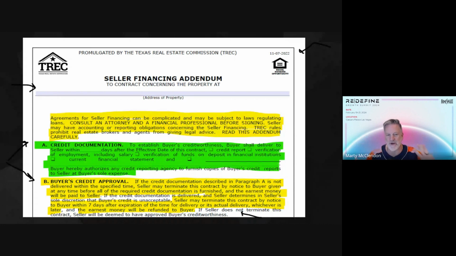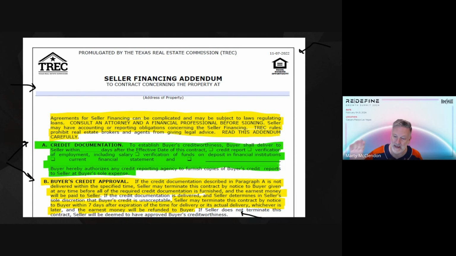Okay. The very first section, I cut it up in 3 sections, is the credit, right? We basically want to say, all right, buyer, if you want us to finance this deal for you, we want you to provide your creditworthiness. So paragraph A is to establish the buyer's creditworthiness. Buyer shall deliver to the seller within so many days after the effective date of the contract a credit report, verification of employment, including salary, verification of funds on deposit, like a bank financial statement, and whatever else the seller would want. And buyer hereby authorizes any credit reporting agency to furnish copies of the buyer's credit reports to the seller at buyer's sole expense.